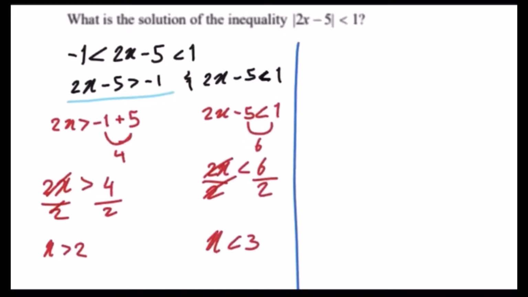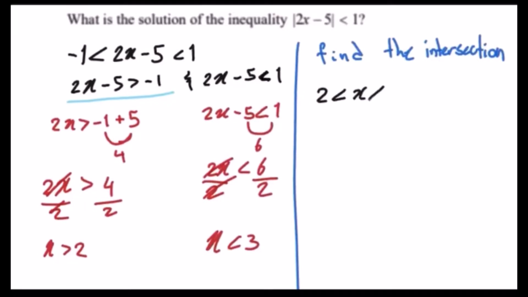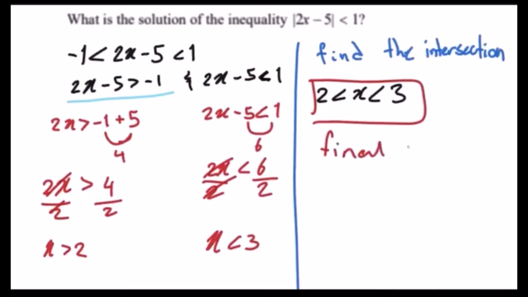We're going to find the intersection, which is going to be 2 less than x less than 3. And this is your final answer.